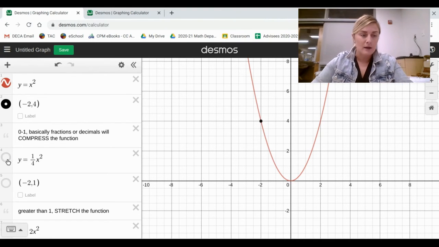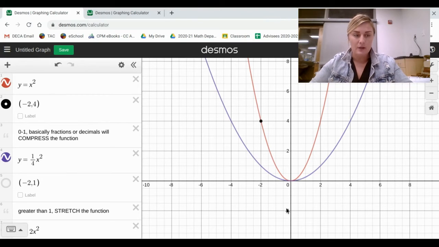So let's look here. I'm going to put on here the graph of 1/4 x squared. So let's look at where this compression happens. I'm going to put another point here. So basically our point that was -2, 4 has been compressed. My y distance has been shortened. So now I have the point -2, 1. So my y value was 4, and now I'm taking 1/4 of that, which makes it smaller here.